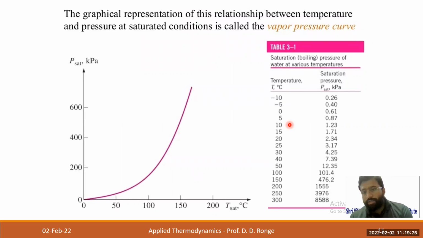Then we have seen this relationship between saturation pressure and temperature. As we increase the temperature, as you can see from the chart or from the table, the saturation pressure increases, and it is vice versa. If the saturation pressure is increasing, the saturation temperature will also increase. Okay, so whatever we took is related to that condition.